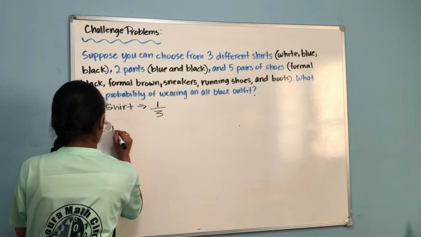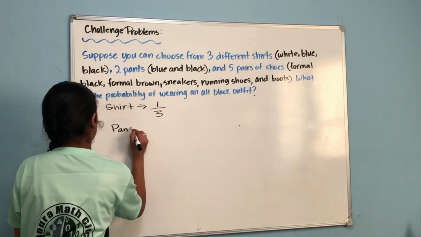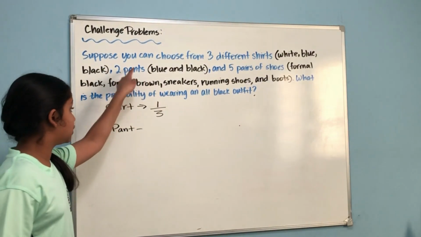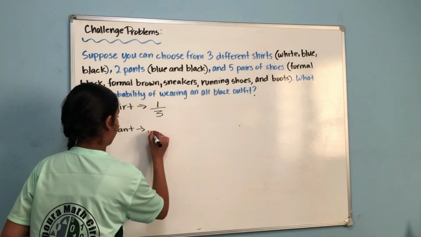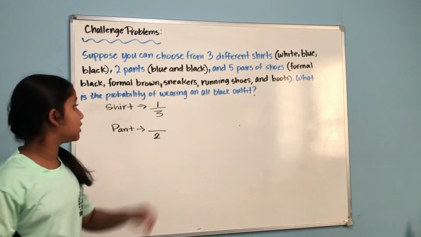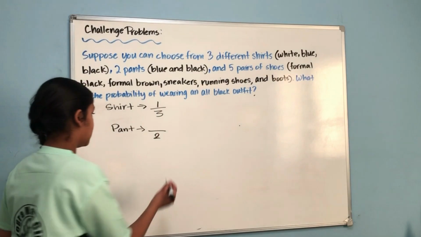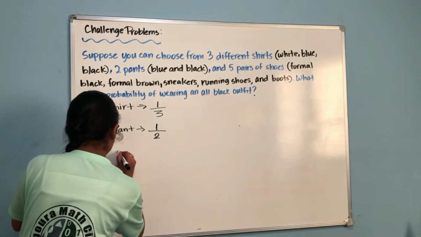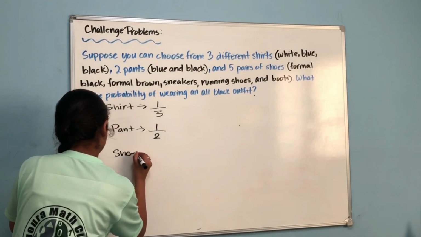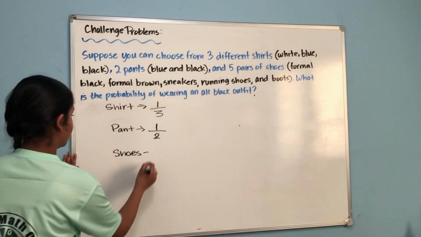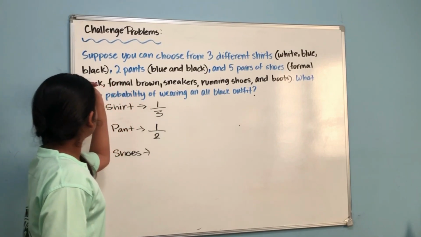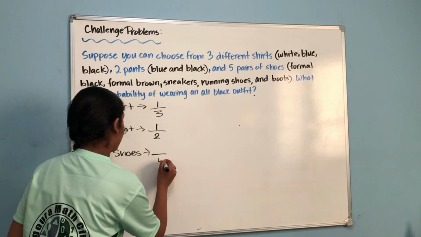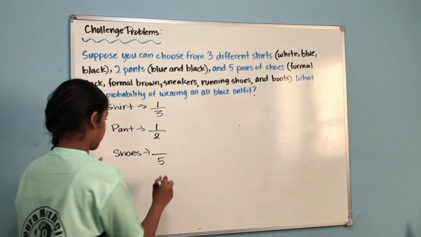Now let's move on to a pant. Now we have 2 options, 2 pants. So we know that it's out of 2. And out of those 2, black is one option. So it's a half. Now let's move on to shoes. In shoes, we have 5 pairs of shoes. So it's out of 5, and out of 5, black is one option.